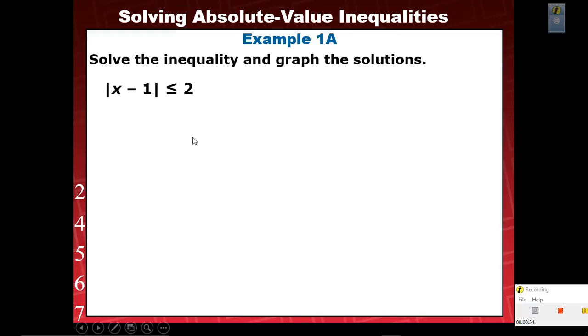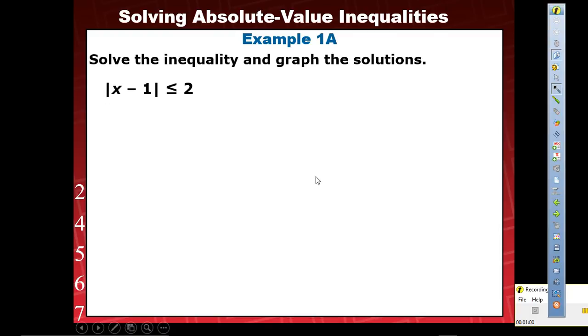Now, we've done plenty of practice with absolute value equations. Now we're moving on to inequalities and see how this works. Okay, so copy it. I'll give you 30 seconds, and then I'll go over it. Writing utensils down. Look up to the screen, please. Pay attention, please. Here it goes.